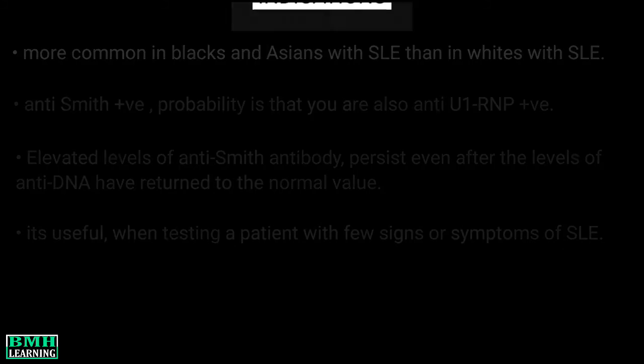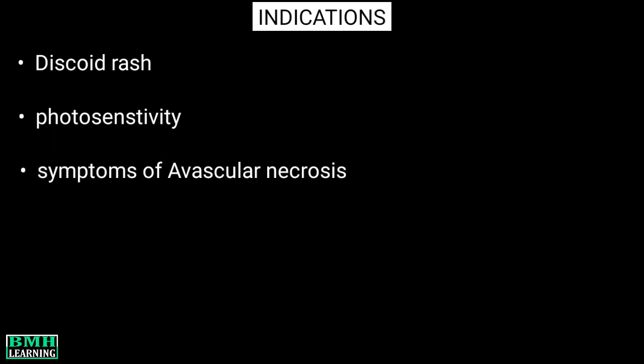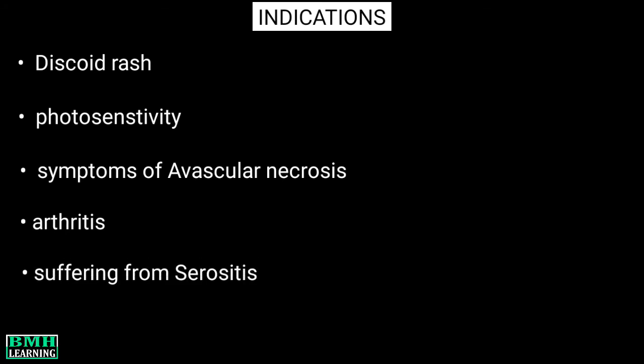Now let's know in what conditions or symptoms you must consider testing for anti-Smith antibodies. The following symptoms would guide: when you have discoid rashes, when you become photosensitive. You should go for this test when you show symptoms of avascular necrosis, and when you have arthritis, or you are suffering from serositis, also glomerulonephritis.